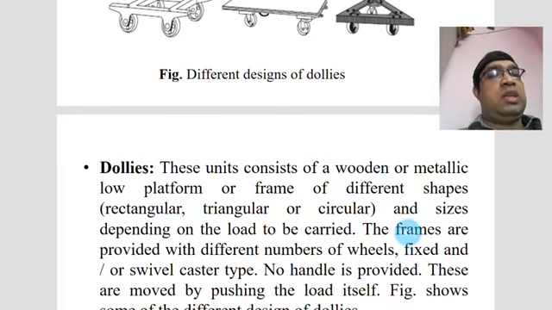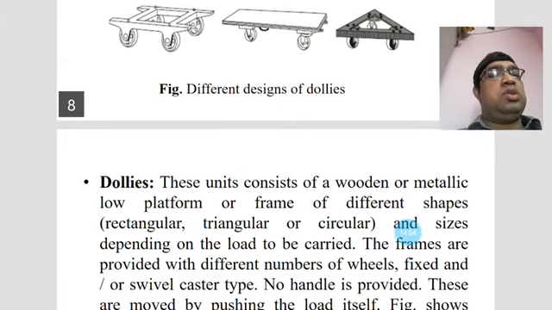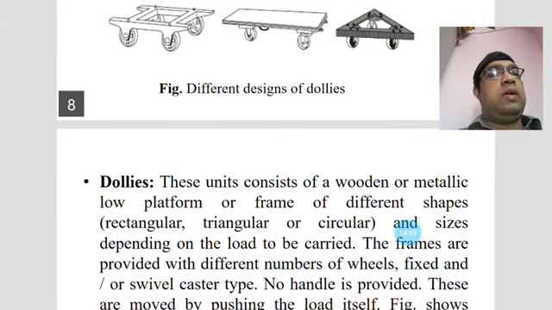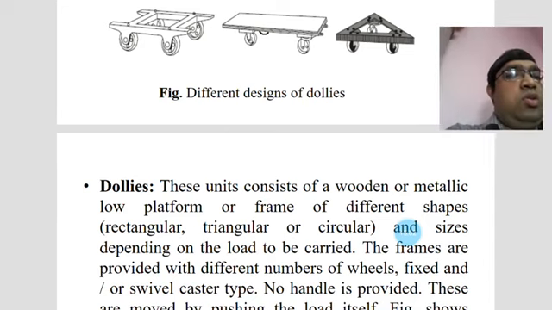And the size depends on the loads to be carried, and the frames are provided with different numbers of wheels. You can see the different numbers of wheels. Sometimes you have three wheels, and sometimes four wheels. For this we use different wheels, just like circular wheels, which can also be seen on dollies.